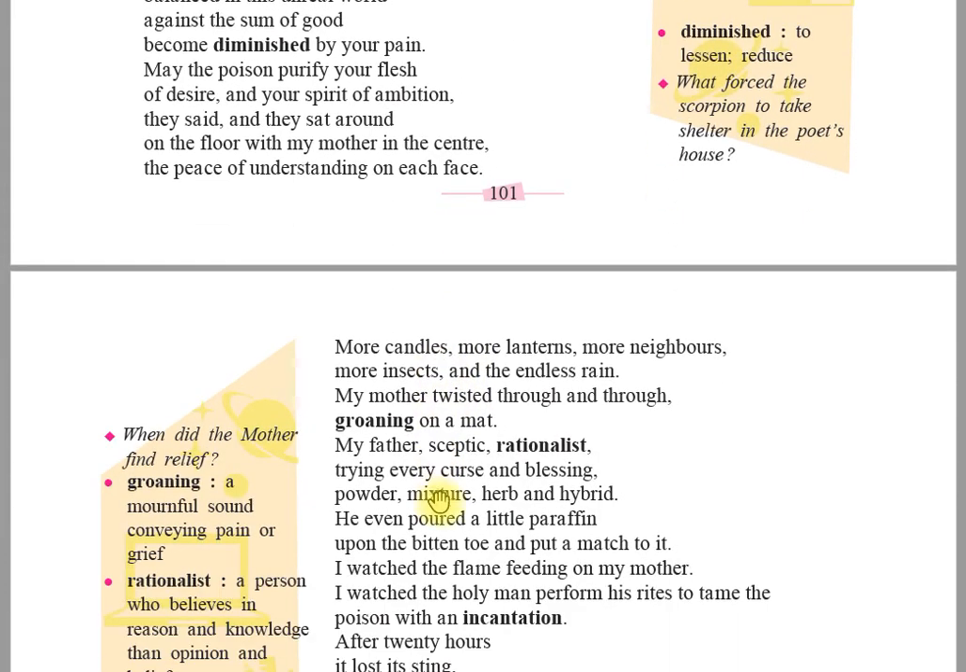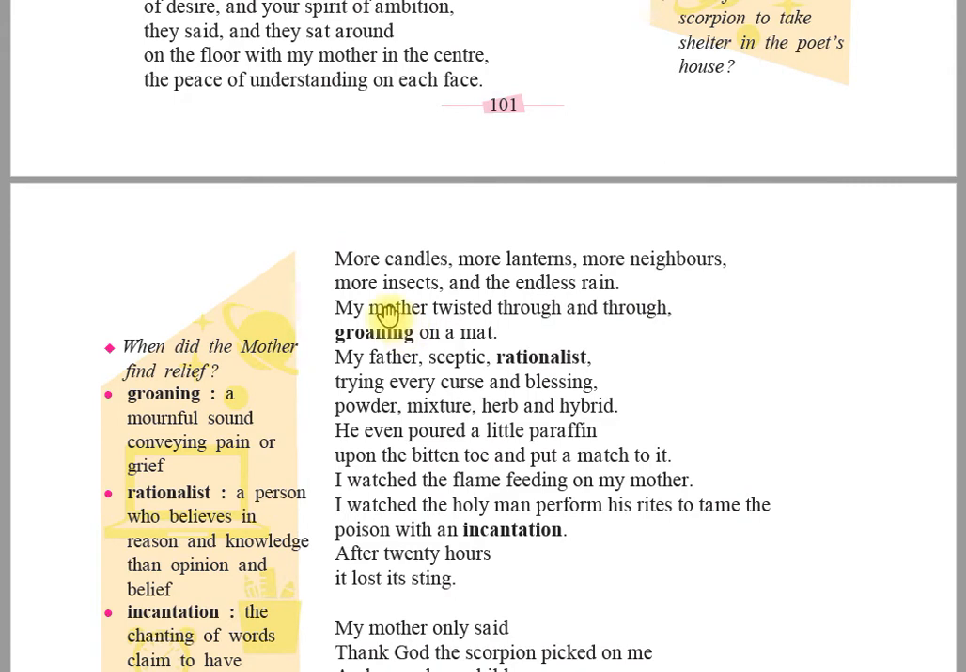Now, more candles, more lanterns, more neighbors, more insects, and the endless rain. Endless rain means it was raining continuously. My mother twisted through and through, groaning on a mat. Mat, when we sleep, we put a mat and we go to sleep. So groaning, she was groaning with pain. Groaning means a mournful sound conveying pain or grief.